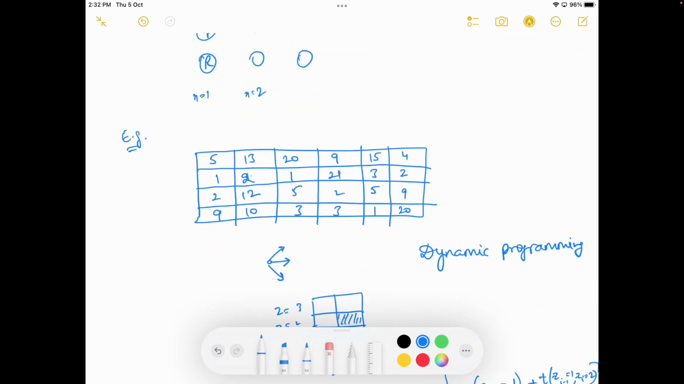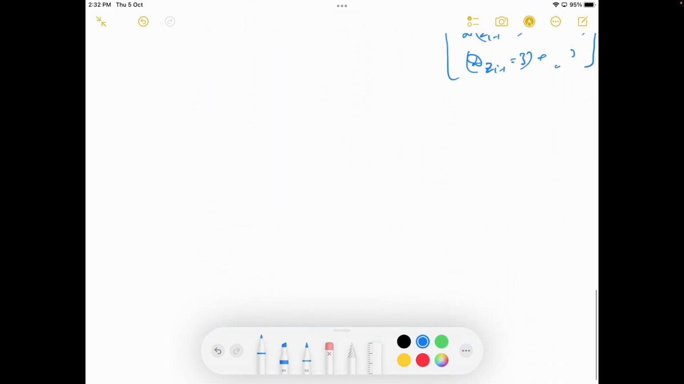Now tell me, for this example, what is the solution using this recursive method, dynamic programming? Start from here. What is the best path to reach this cell? This itself, right? This itself is the best path. Starting from here, what is the best path to reach this cell? This itself, right? So we have to maintain two matrices to solve this.